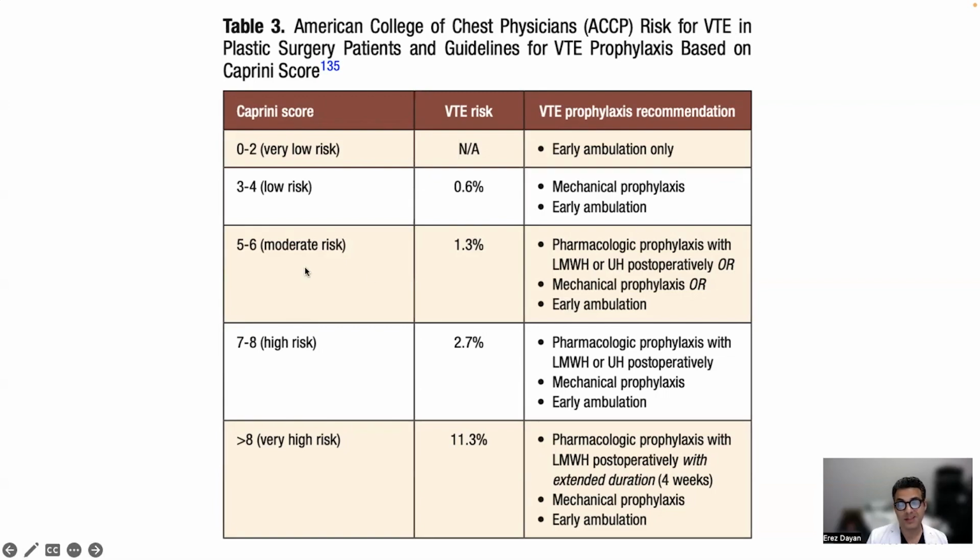Really, most of your patients should not be moderate to high risk. Most of our patients are very low to low risk, in which case we just recommend early ambulation. Sometimes we send them home with sequential compression devices for mechanical prophylaxis, but we rarely, if ever, will perform a procedure on a patient that would require any kind of Lovenox or heparin postoperatively.